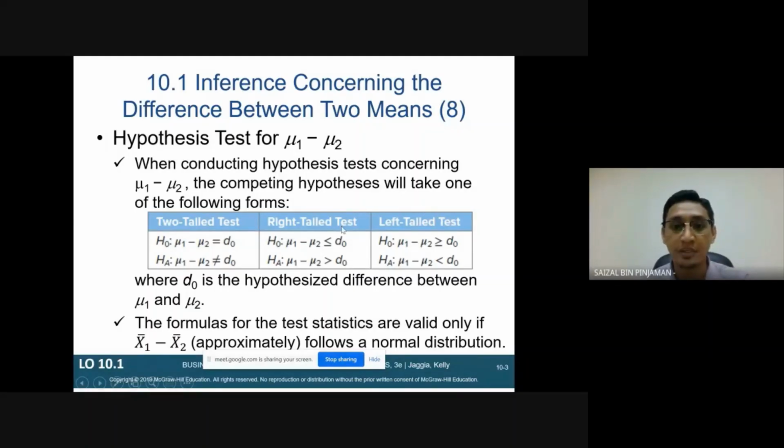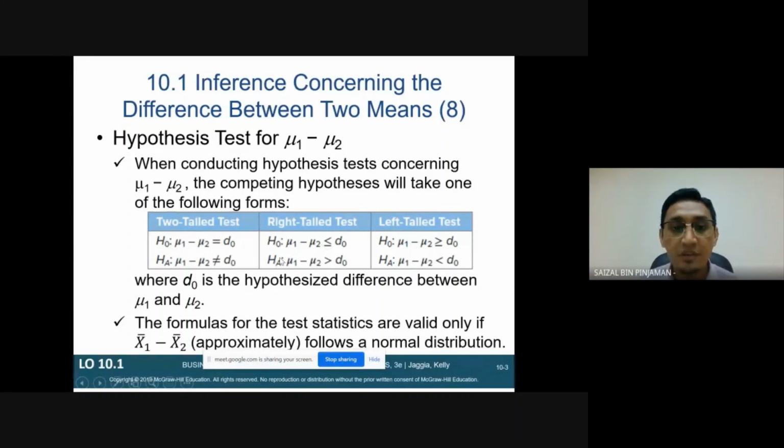So in the one-tail test, which we can divide into two subgroups, right tail test and left tail test. In the right tail test, we have the null hypothesis stating that the mean for population 1 minus mean for population 2 is either equal or smaller than the hypothesized difference. In other words, mean for population 1 is either equal to mean for population 2 or mean for population 1 is smaller than mean for population 2. So that is what it means by this symbol here.